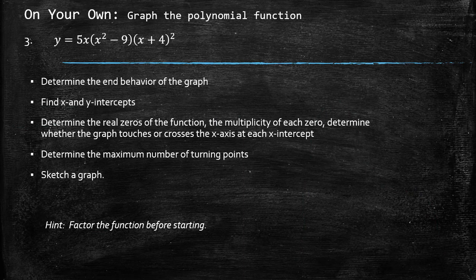Okay, so number 3, this is for you to complete and turn in through Canvas. So the function is 5x times (x squared minus 9) times (x plus 4) quantity squared. Okay, so the hint is to factor first before you get started. This is mostly factored for you, but not all the way. So you want to factor it all the way before you start, or at least before you determine the zeros of the function. Okay, good luck. Let me know if you have any questions.